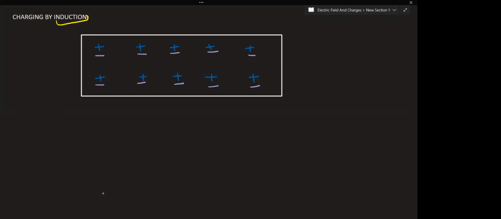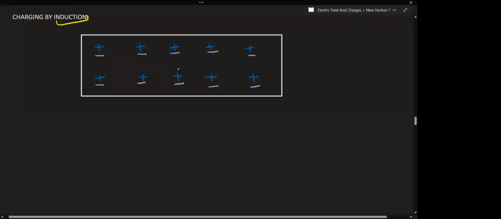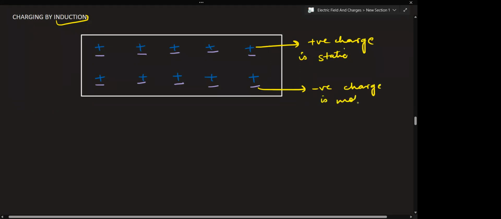redistribution of electrons. So let me explain to you, like if I have this object with me, I have taken this conducting rod with me. Since it is neutral, it will have positive charges and negative charges. Positive charge is static, and the negative charge is mobile. This we are discussing since the beginning.